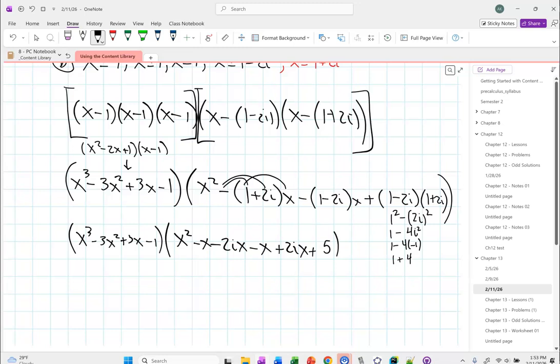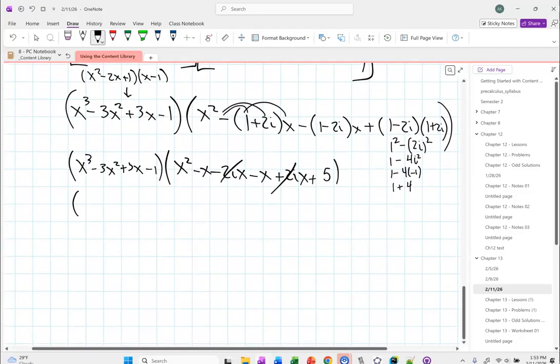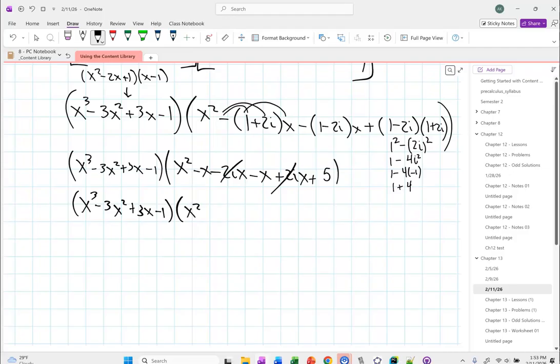If I look in that second set of parentheses, I have some like terms I can combine. So then minus 2ix and the positive 2ix cancel out. And I have a minus x and a minus x. Those can just combine together. And then we just have one more FOIL and we're done.